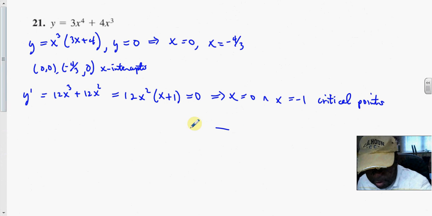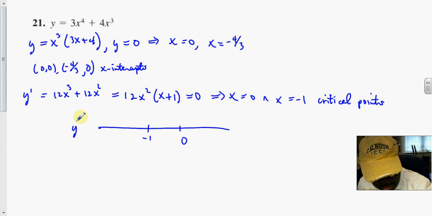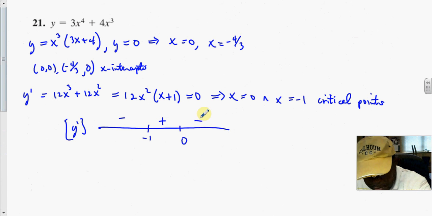Now, we partition the number line based on the critical points. Negative 1, 0. We test y prime. So to do that, we just pick numbers on these intervals. Let's take negative 2. We plug it here. We get positive. We get negative. That's negative there. A number between negative 1 and 0. Let's say take a negative 1/2. Get positive and positive. Take a number bigger than 0. We get positive.